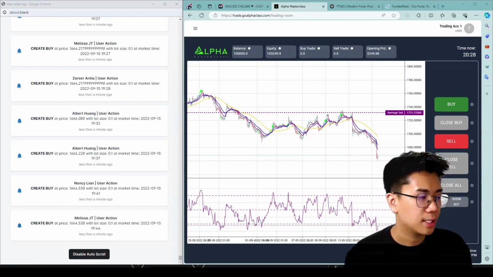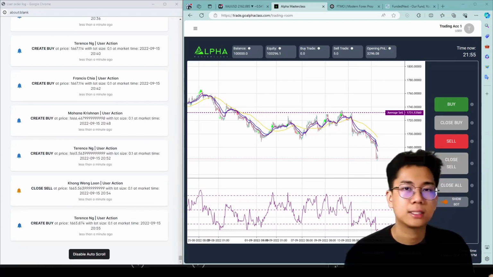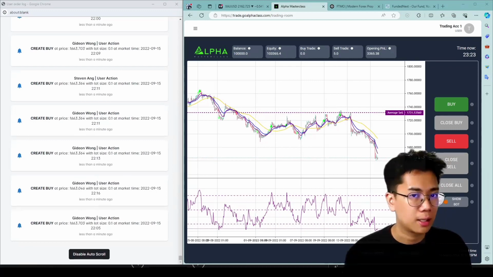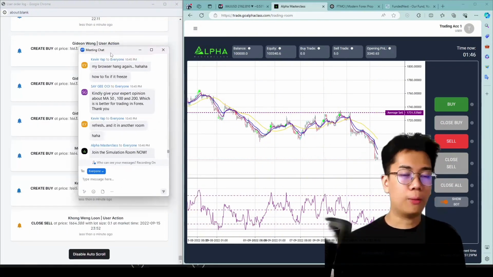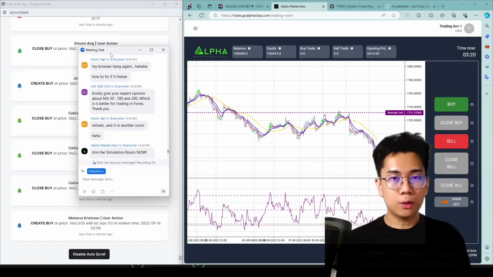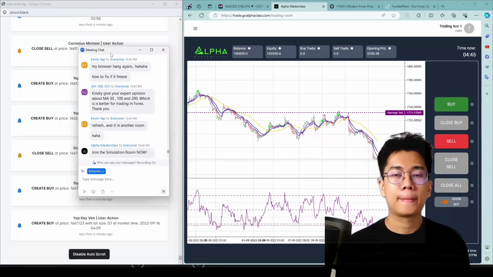Okay. I don't understand the last question. What is the meaning of the directions of seasonal? Just green is up, red is down, close to zero is ranging. Kindly give your opinions about MA 50, 100 and or 200, which is better for forex trading.